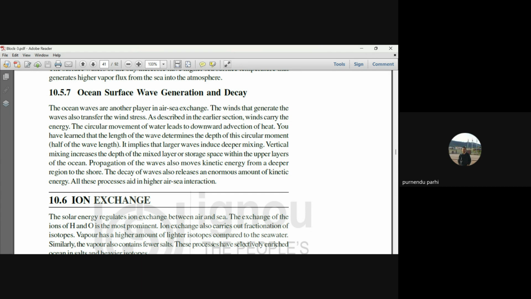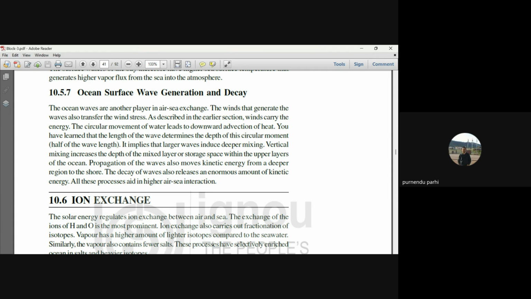The circular movement of water leads to the downward advection of heat. You have learned that the length of the wave determines the depth of the circular movement. It implies that larger waves induce deeper mixing. Vertical mixing increases the depth of the mixed layer, or storage space, within the upper layer in the basin.